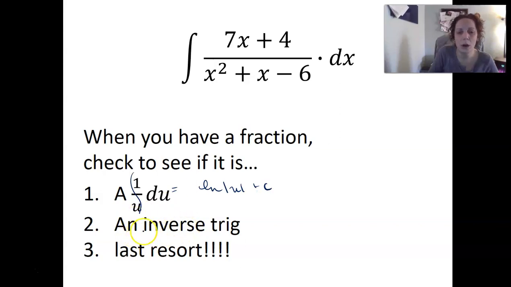If that doesn't work, always check to see if it's an inverse trig. For example, if you have something like 1 over 1 plus x squared, you may try to make that into a 1 over u du, and notice that you're missing an x. If that happens, take a pause and go, is that possibly an inverse trig? And it sure is. That's an inverse tangent. Those are ones you just have to have memorized, right? But that's kind of our second line of defense. If neither of those 2 things work, then we're going to see if we can do a partial fraction decomposition.